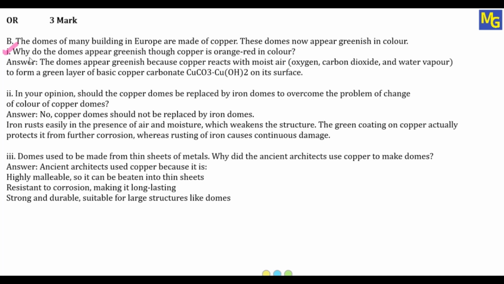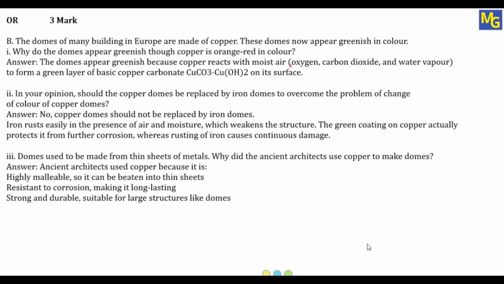Question 1, why do the domes appear greenish though copper is orange red in color? So what is the color of copper? Copper is orange red in color, but these domes appear greenish in color. So why? What is the reason that we have to answer? So the answer is, domes appear greenish because copper reacts with moist air.